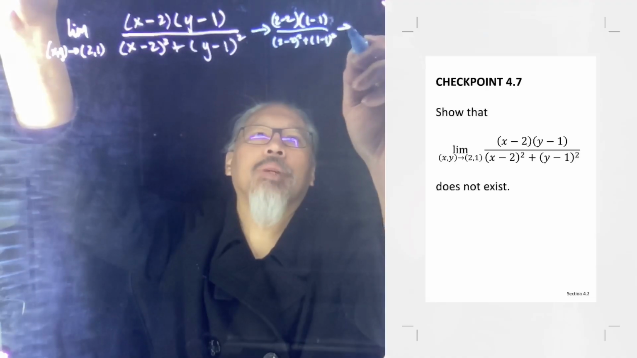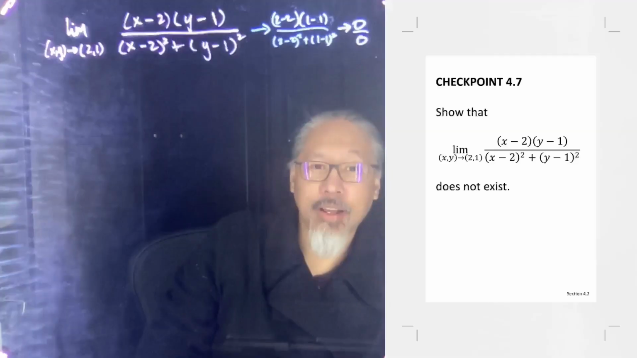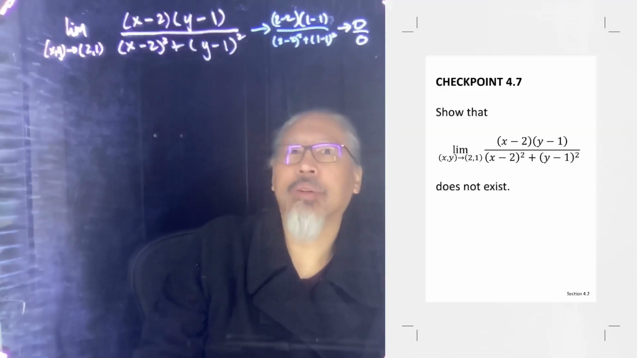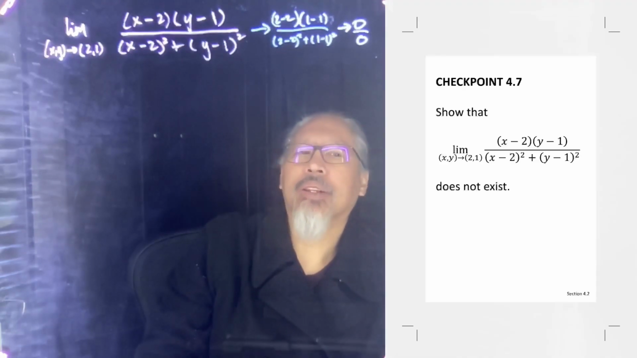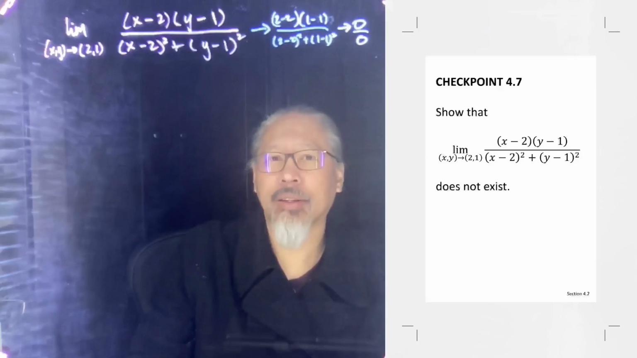So this is going to be 0 divided by 0, which back in the old days when we only had one variable, we would say that's indeterminate. We can use L'Hôpital's rule, etc. So in this particular problem, they want us to show that the limit does not exist.